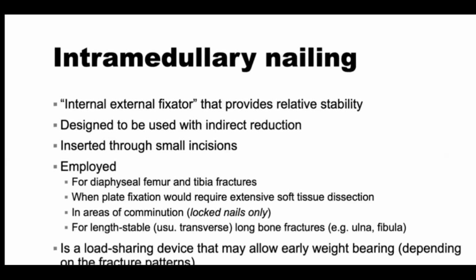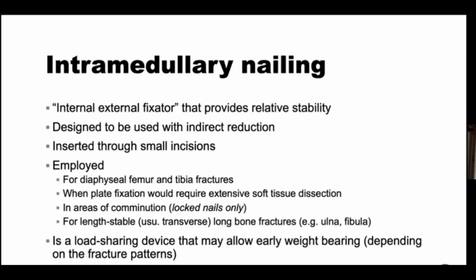And then to round out this section, I wanted to talk about intramedullary nailing. And the idea with intramedullary nailing is that, again, similar to a bridge plate, you're providing an internal-external fixator that provides relative stability. So it's designed to be used with an indirect reduction. You're not expected to or able to get fixation in all of the fracture fragments. And one of the benefits of intramedullary nails is that they can be inserted through very small incisions. And so for things like the femur, where there's a lot of musculature around the bone, or the tibia, which often has a lot of swelling and may not respond well to lots of incisions, these are really helpful tools and a great way to obtain adequate fixation.